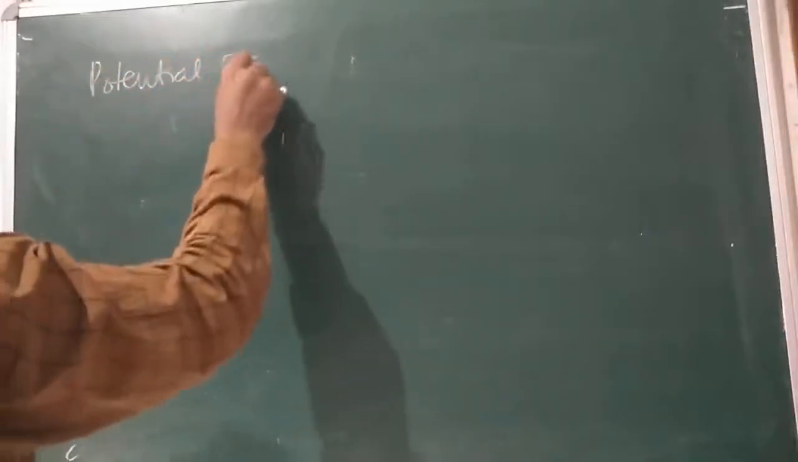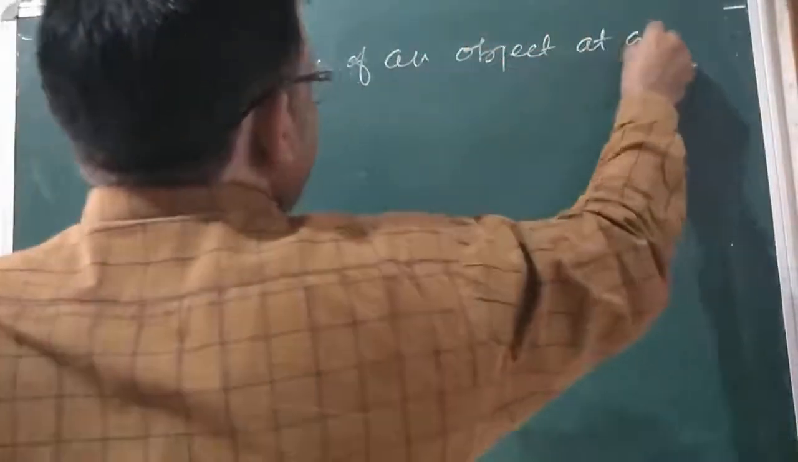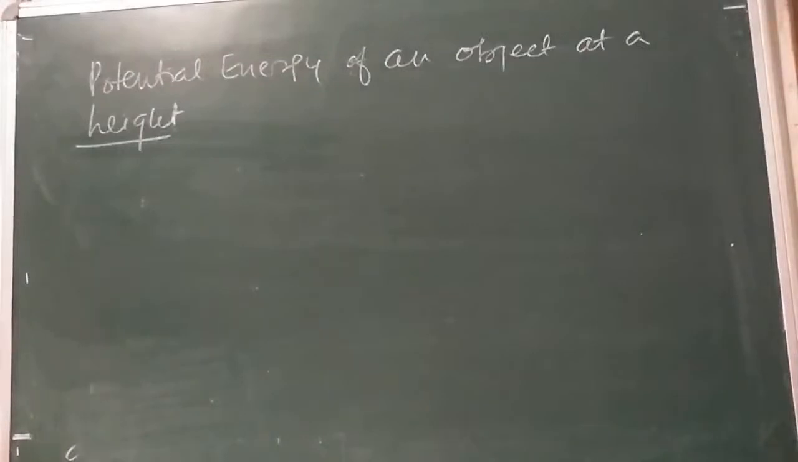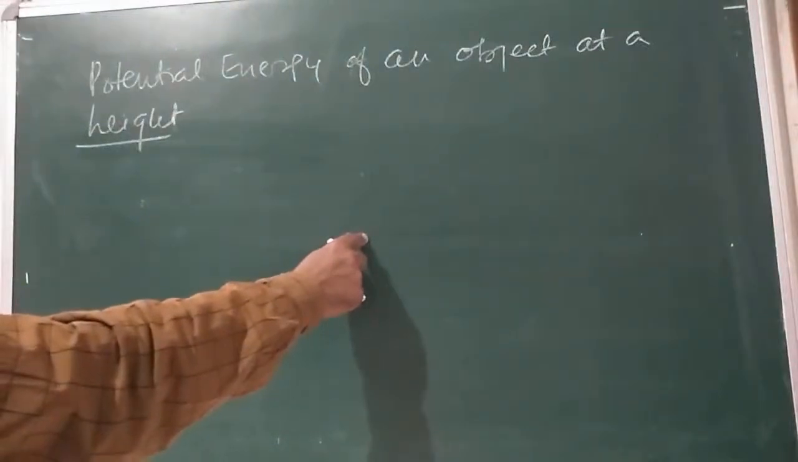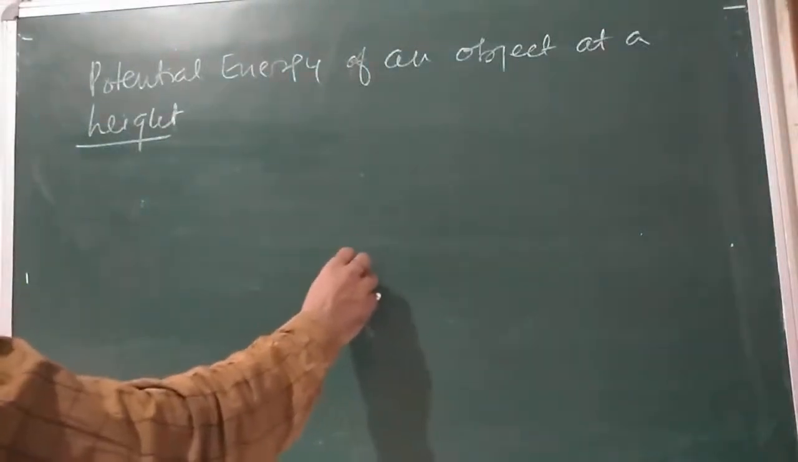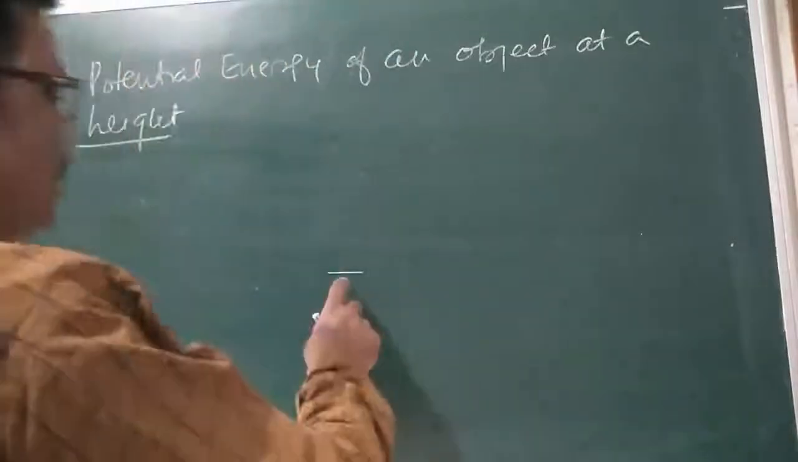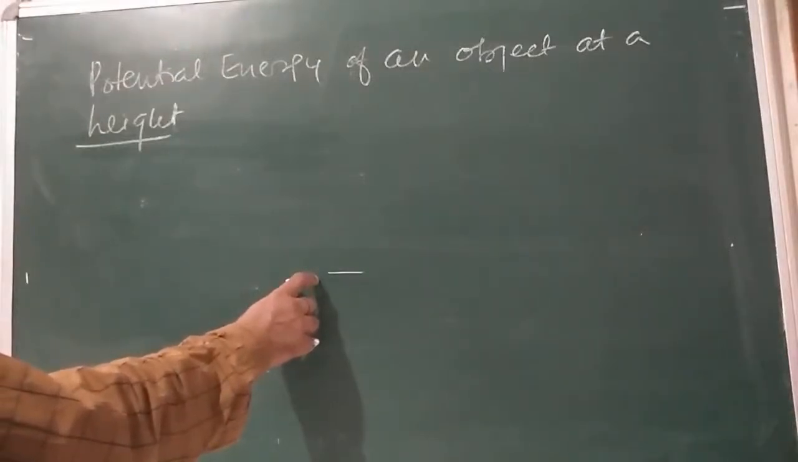Write down the article name: potential energy of an object at a height. We know that every object on the surface of the earth is attracted by the earth. Is it clear? Yes. If an object has a mass m, it will experience a force that is called weight.